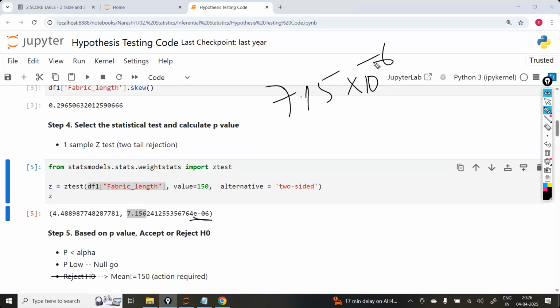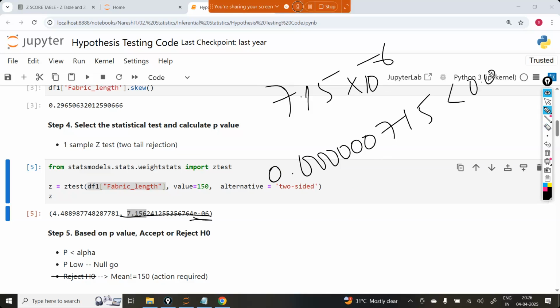Probability cannot be more than 1. Maximum probability is only 1. How will 7.15 come? Probability value maximum is 1. So it is 7.15 into 10 to the power of minus 6, which is 0.000007. After 6 zeros, 7 should be there. 1, 2, 3, 4, 5, 6. 6 zeros and 7. That is the meaning of this one. This value is greater than alpha or less than alpha? It is less than 0.05.